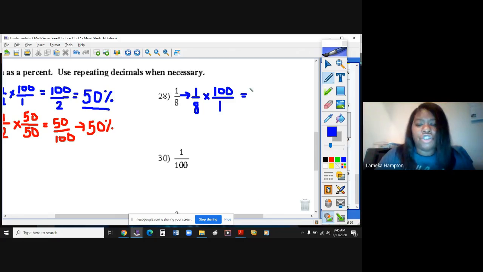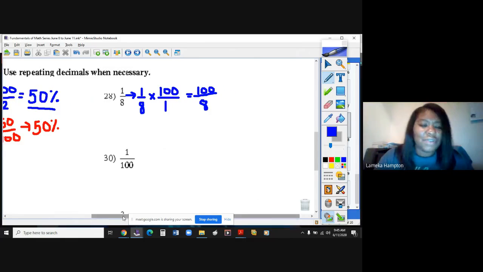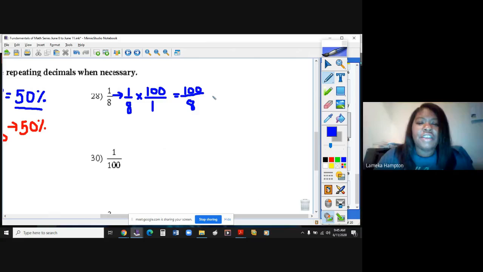Now, 1 times 100 we know is 100. And then 8 times 1 gives me 8. Now, 100 over 8, that can be simplified. I have to scroll over to make sure I have some room so that way everyone can see it. Okay, so I'm going to go ahead and divide this by 4. And when I do this, my answer is going to be 25 over 2.